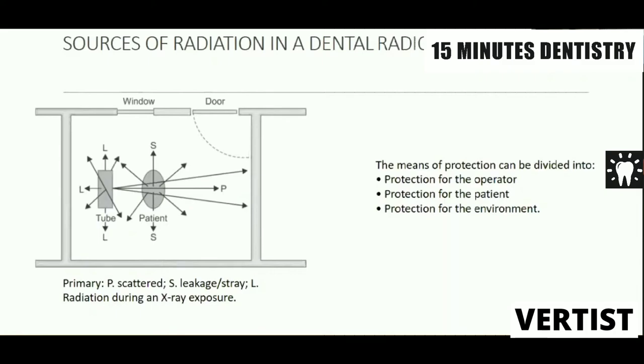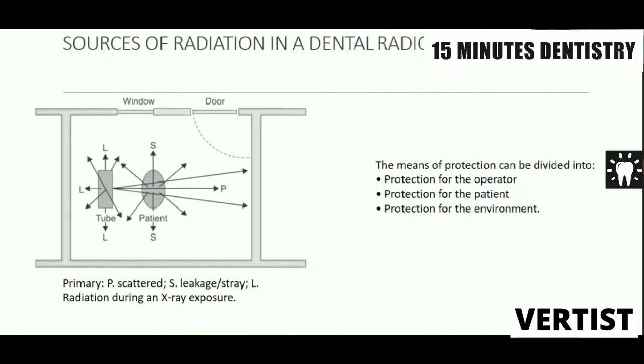I made a mistake. Primary radiation is what comes out of the PID. Scattered radiation is what comes out from the objects which are irradiated. And stray radiation or leakage radiation is what comes out from the X-ray tube other than the PID.